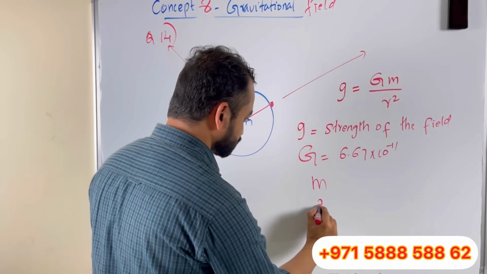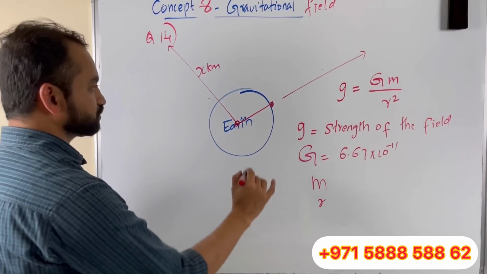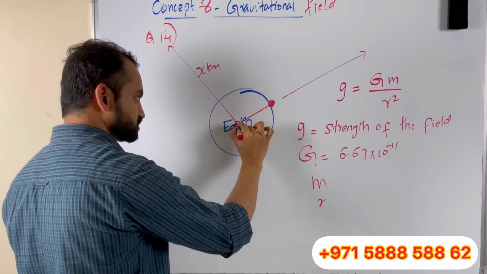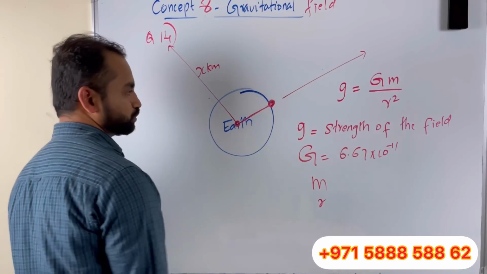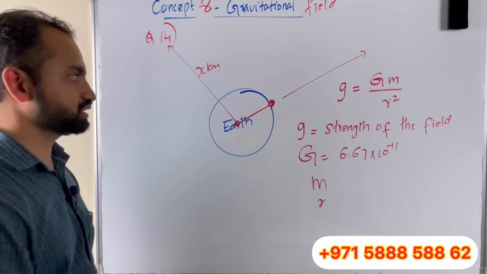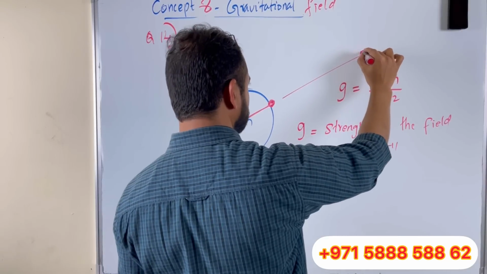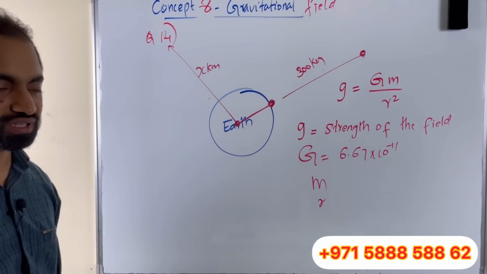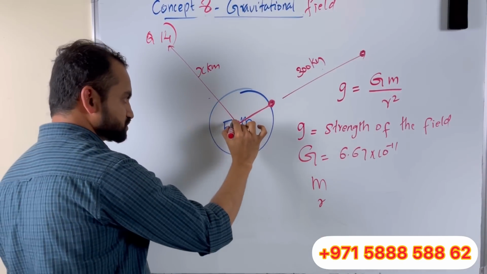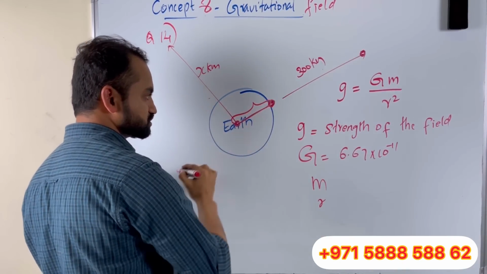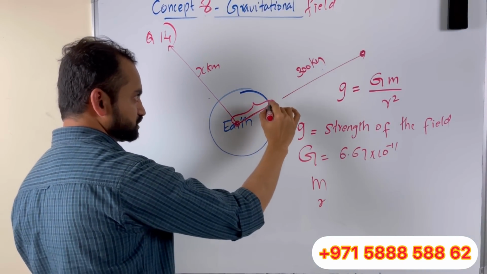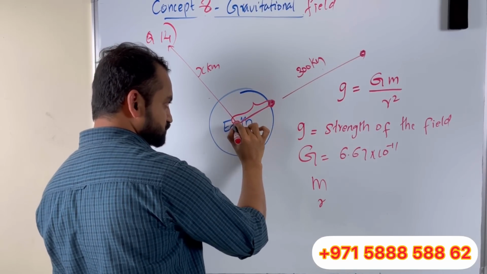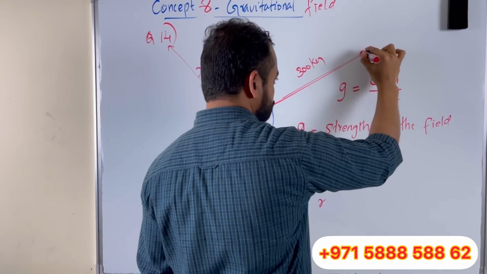And what is r? R is the distance. If you are calculating the gravitational field at the surface of the Earth, r is equal to the distance from the center of the Earth to this point. But if you are calculating the gravitational field at a height, for example 300 kilometers away from the surface of the Earth, then r is the distance from the center of the Earth, so you need to add the radius. R is the distance from the center of the Earth to this point up to here.